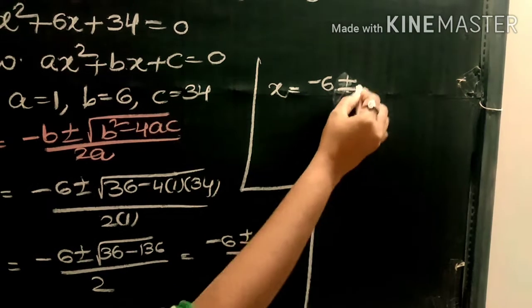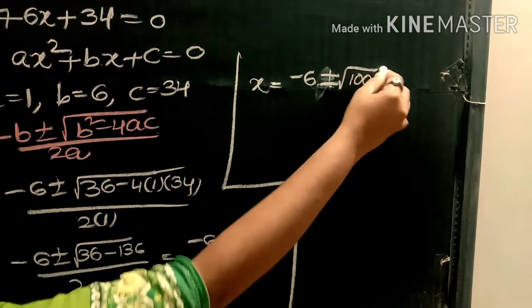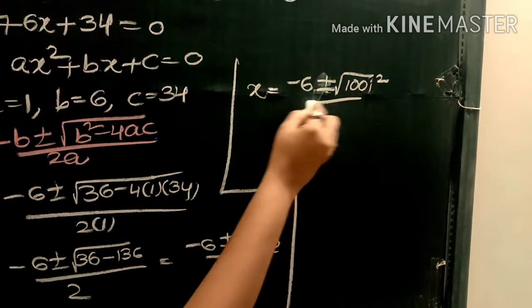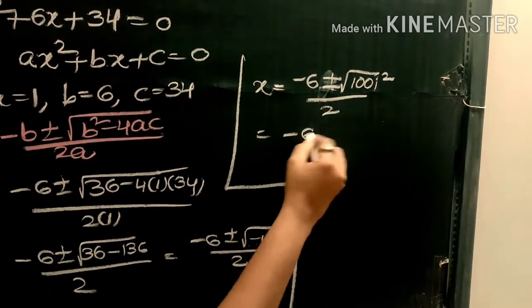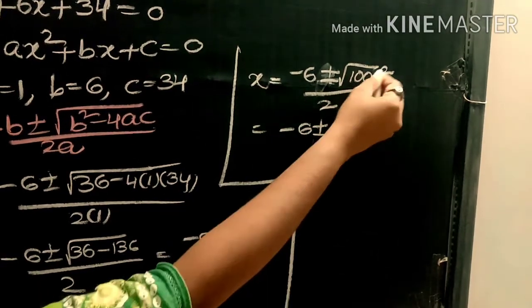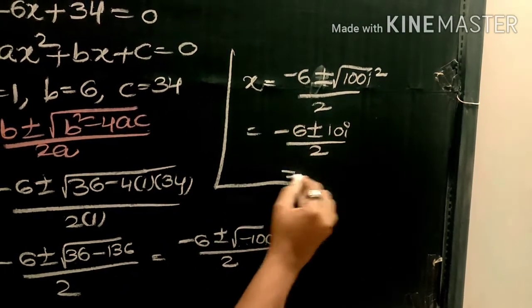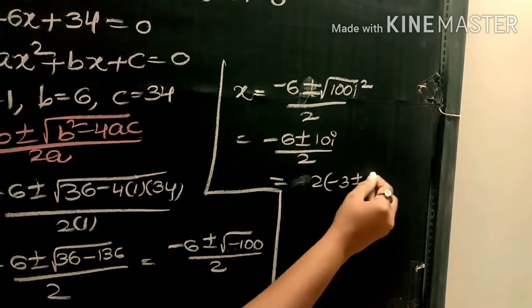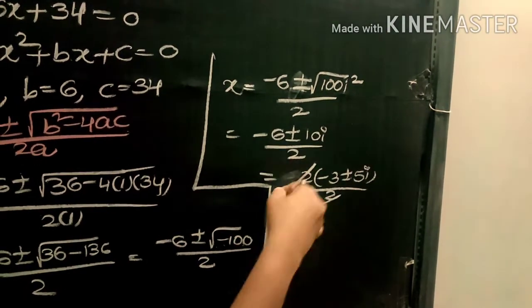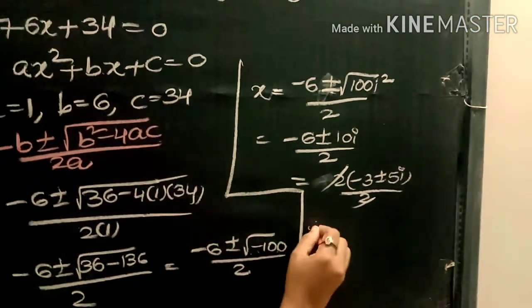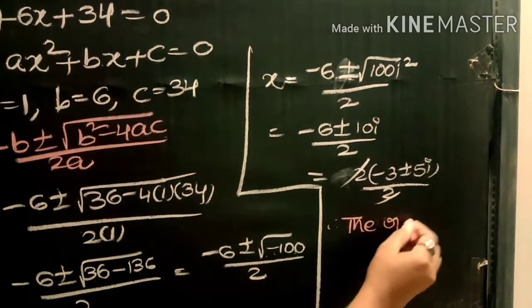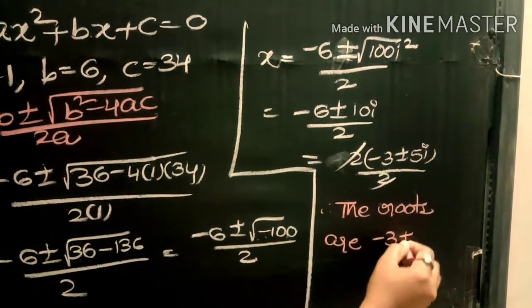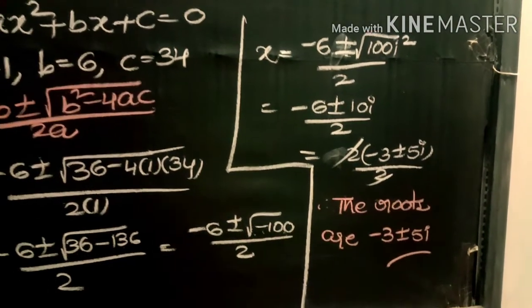Root minus 1 means in place of minus 1 we take the value i square. Already we know that i square is equal to minus 1. So minus 100 is nothing but 100 i square by 2, and this is minus 6 plus or minus 10i. Root 100 equals 10 and root i square is equal to i, by 2. Now taking 2 common here, 2 into minus 3 plus or minus 5i by 2. Therefore the roots are minus 3 plus or minus 5i. That's all.